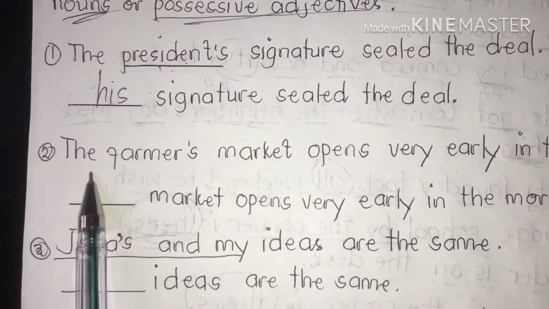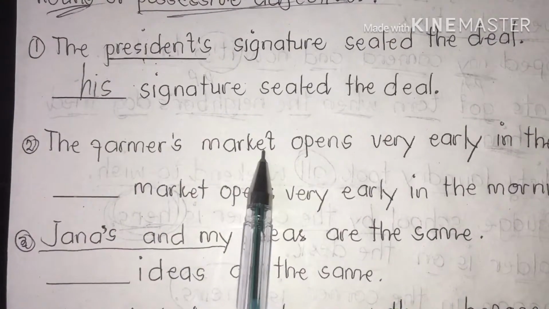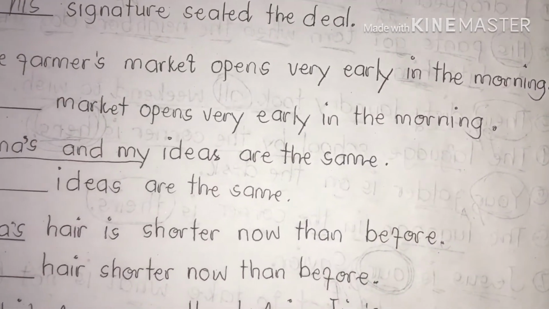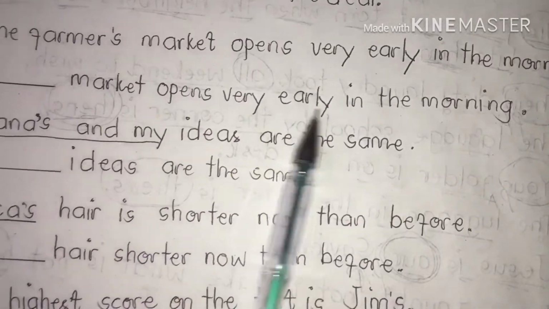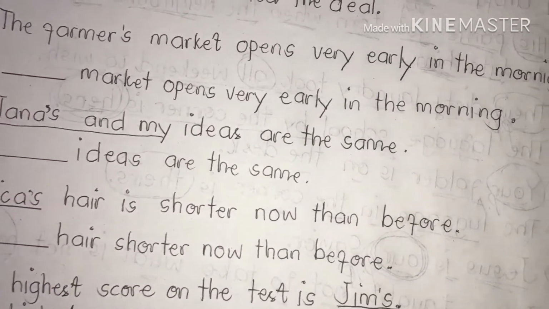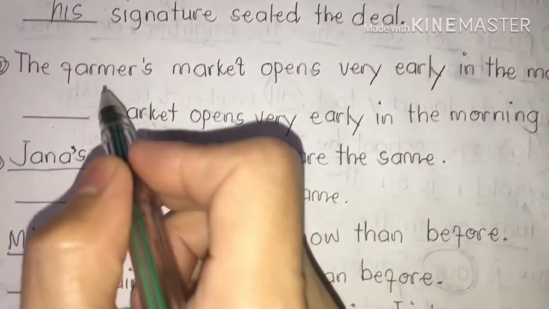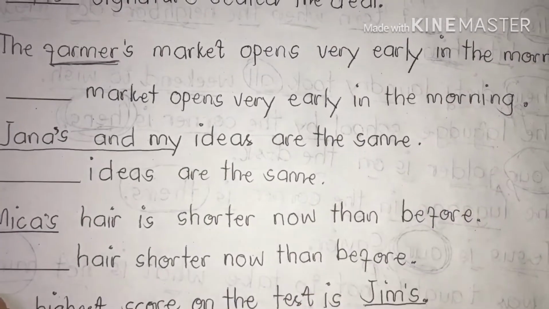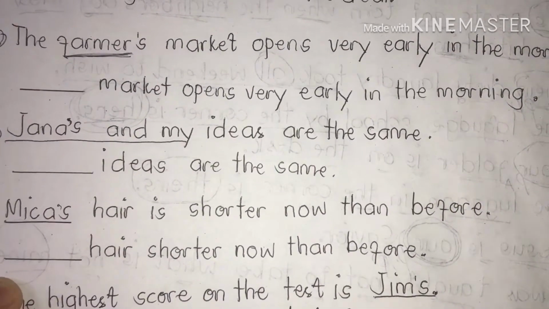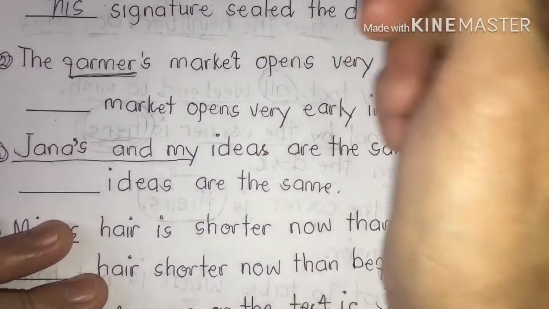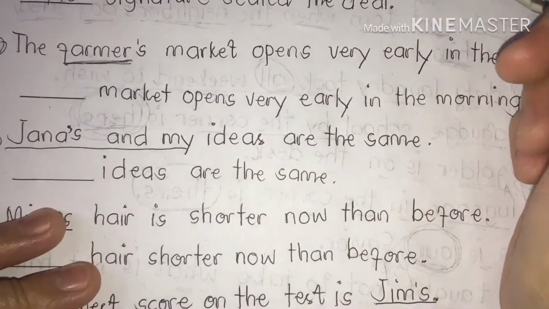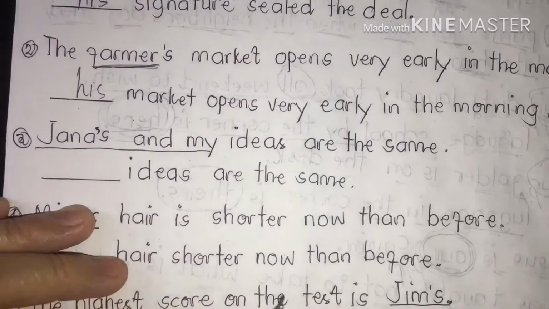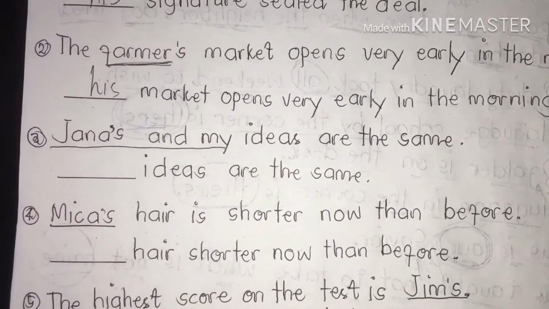Next, the farmer's market opens very early in the morning. So blank market opens very early in the morning. That means to say, remember, farmer's, we're going to replace the farmer's. The farmer's market opens very early in the morning. So we can write it: his market opens very early in the morning.